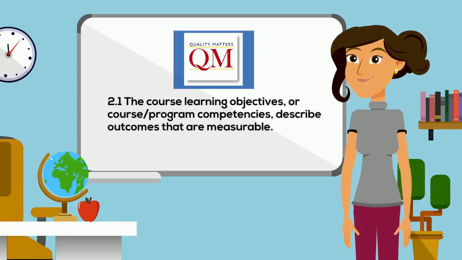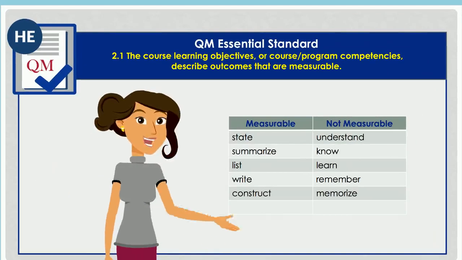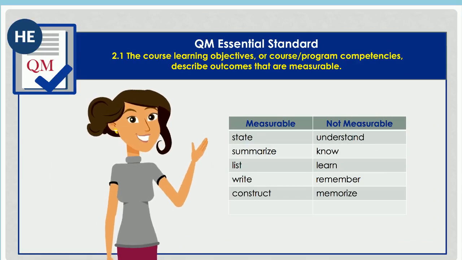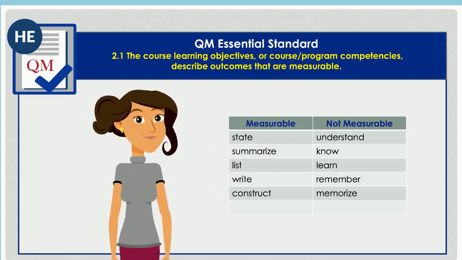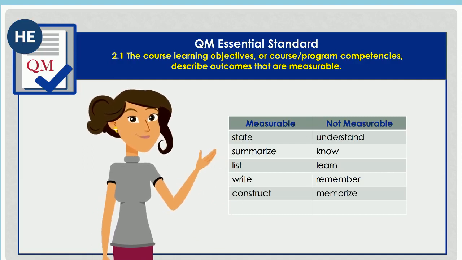The first standard, Quality Matters 2.1, states the course learning objectives or course program competencies describe outcomes that are measurable. Verbs like state, summarize, list, write, and construct are all visible and able to assess, whereas verbs like understand, know, learn, remember, or memorize are not assessable.